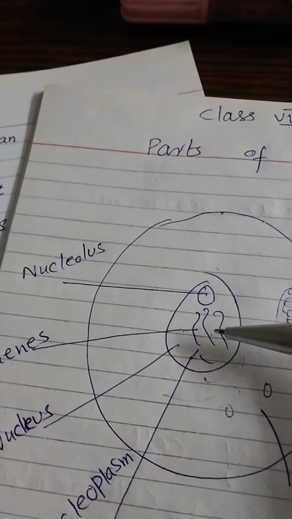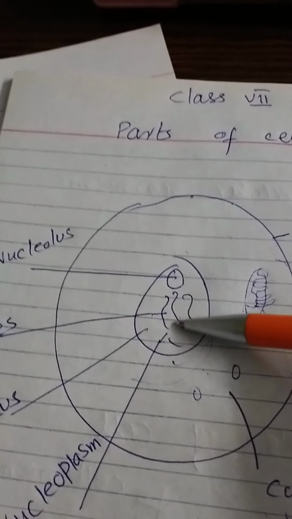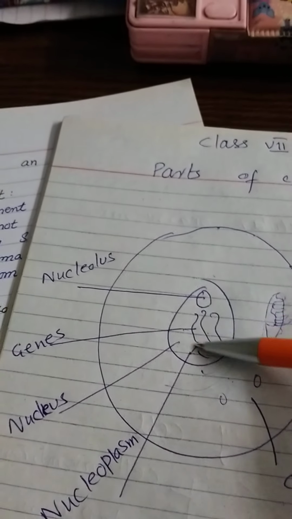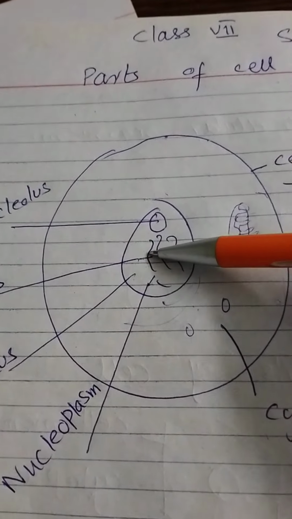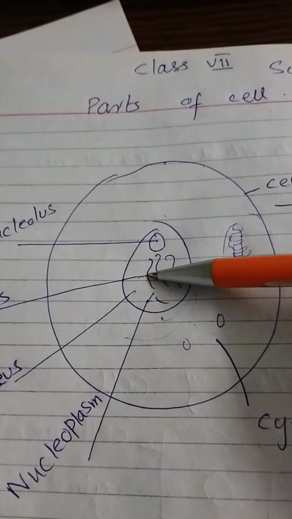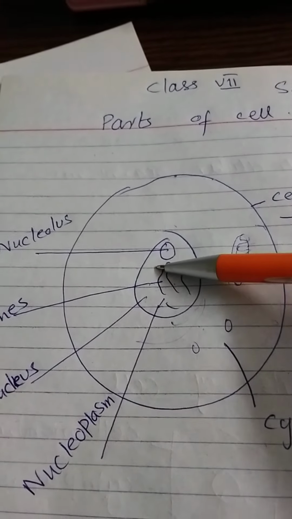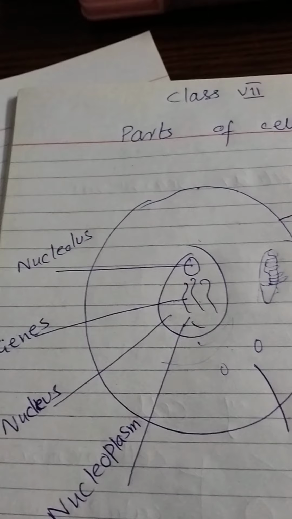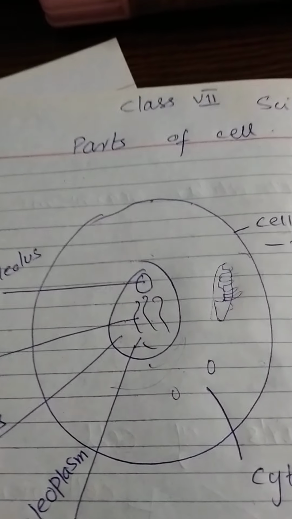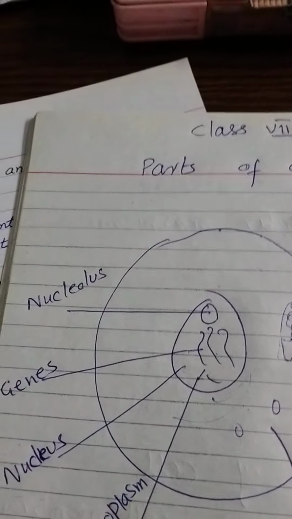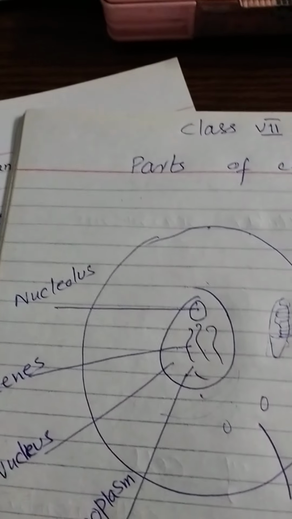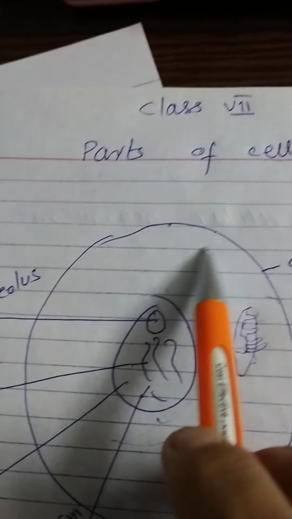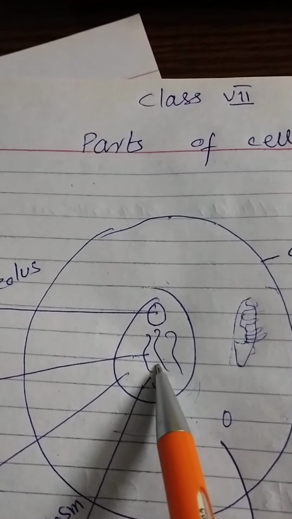This chromatin network contains genes and DNA, and they contain genetic characters, right? These genetic characters are present in the genes in the nucleus, right? These are gene bearing and contain DNA, right? And these genes are the part of chromosomes.